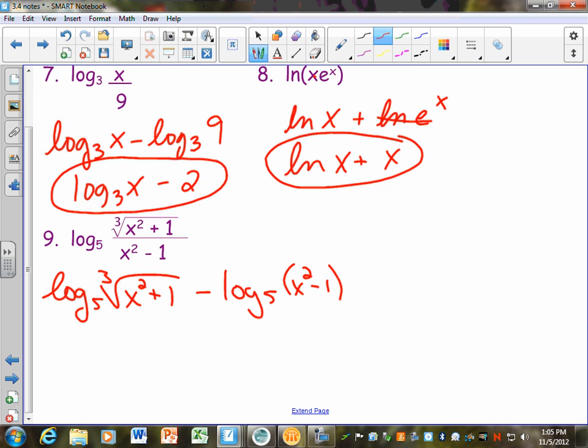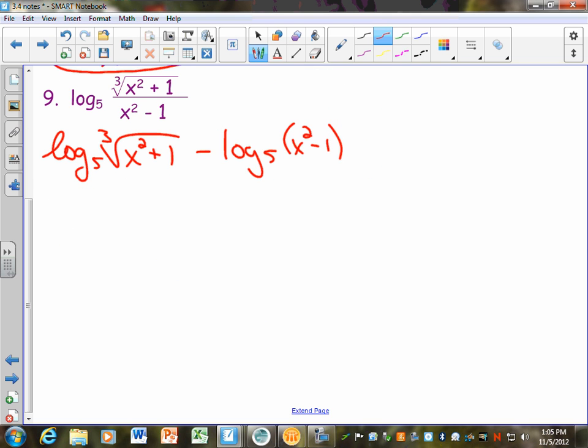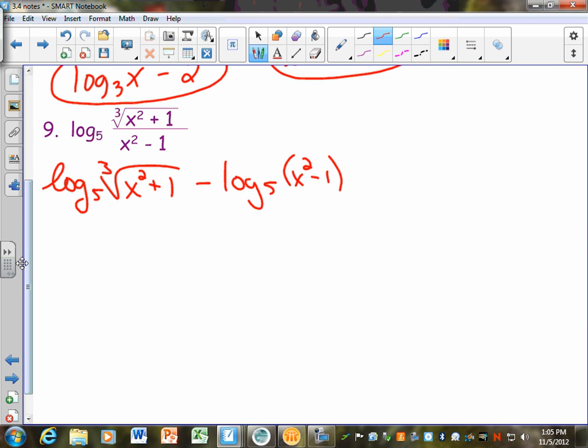What else can I do? I'm kind of doing a bunch of stuff here. How about this cube root? Could I rewrite a cube root in another way? We talked about this on Friday. Yeah, I'm going to kind of show my work here, but isn't the cube root of x squared plus 1 the same as x squared plus 1 to the 1/3?